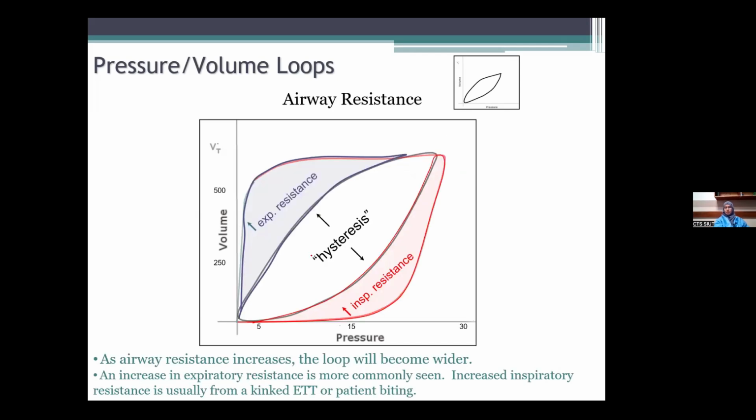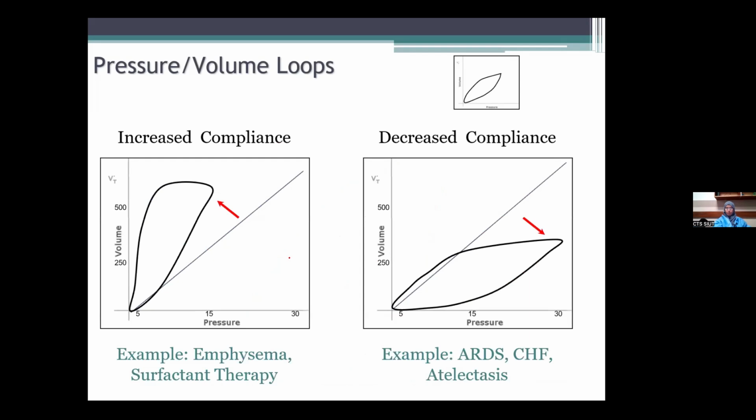This is what we discussed, that this is what a normal pressure volume loop would look like. And whenever there would be an increase in the inspiratory resistance, it's going to bulge out to the right. And whenever there is increased expiratory resistances, it's going to bulge out to the left. So increase in expiratory resistances is seen, and inspiratory resistances can also be seen in cases where the tube is kinked or the patient is biting on their tube. Again, one look at the ventilator and you can exactly make out what's going on.